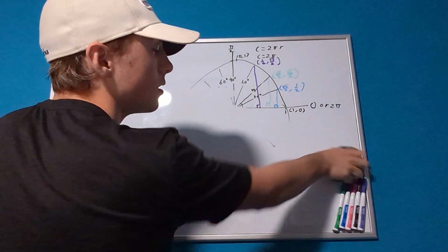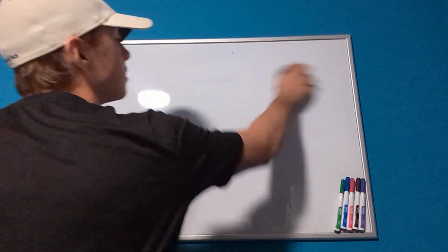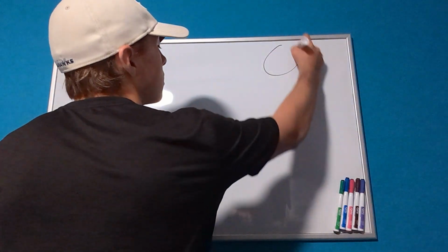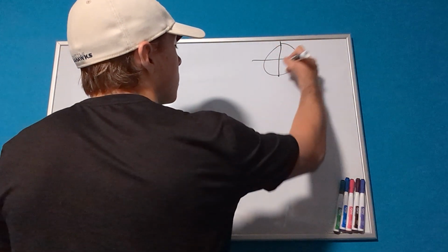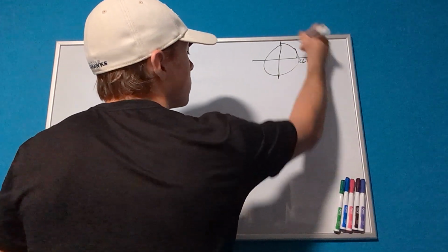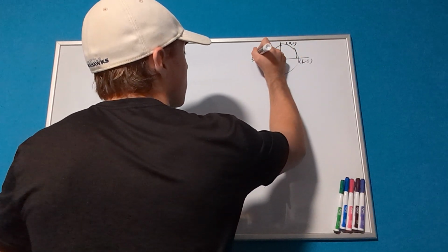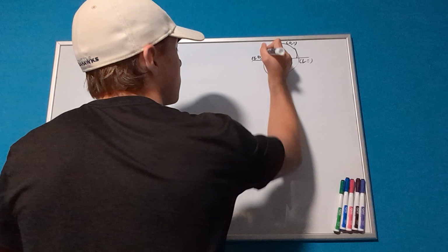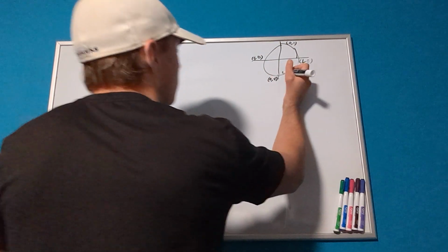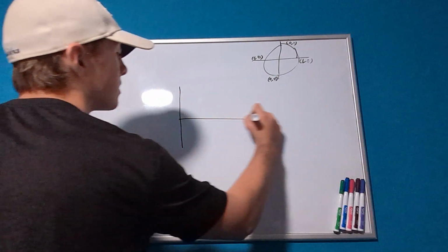And let's take a look at the graphs. Let me draw out a little baby unit circle in the corner, because I think it'll help us out a little bit. So this is (1, 0). This is (0, 1), (-1, 0), (0, -1). So let's start off with the graph of sine of x.